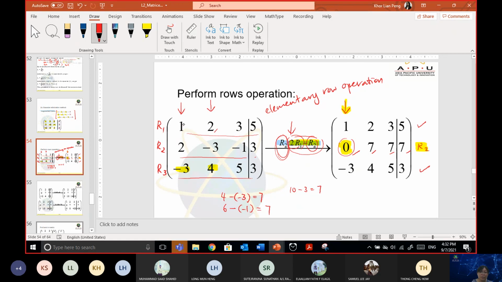When you look at this value, this is the first value in the first row. First row, number 1, you multiply 2, you get 2. And 2 minus 2, you get a 0. Can you see? I get a 0 here. So 2 multiplied with the first row minus the second row.